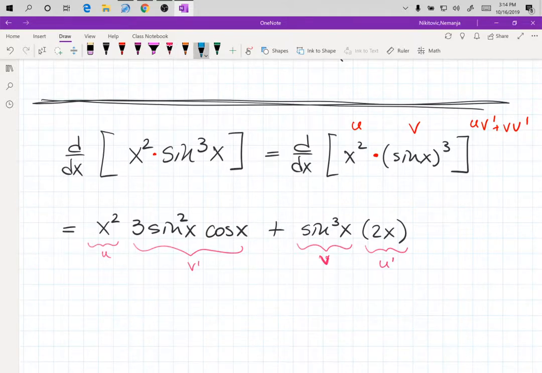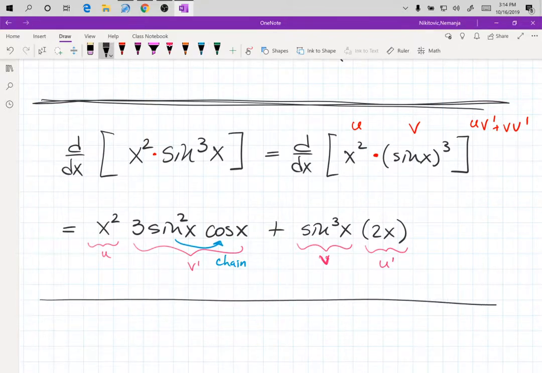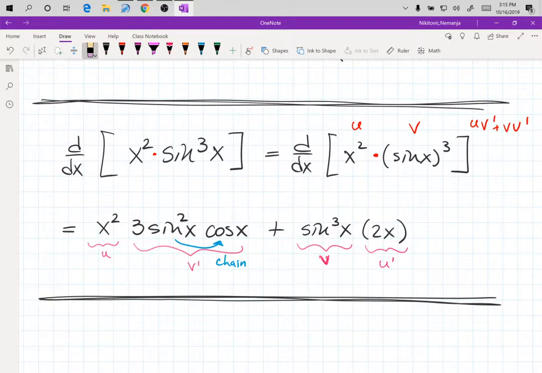And over here we have the chain as well, because the chain rule, you had to differentiate sine cubed. Derivative of sine cubed is 3 sine squared, and that's that. Oh, we're not done. Oops.